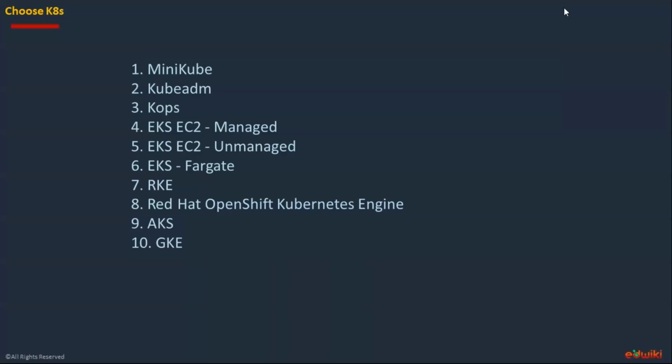So if you see the list here, Minikube is one of the methods where you can install and deploy the Kubernetes cluster. Minikube is all about setting up the control plane and the worker node together in a single system. If you set up both the control plane and the worker node components in one single system, that is called Minikube.